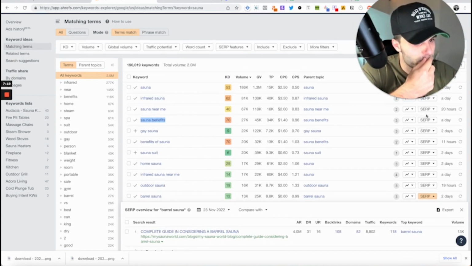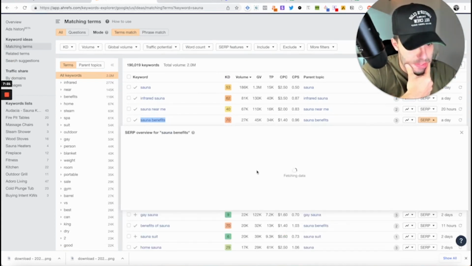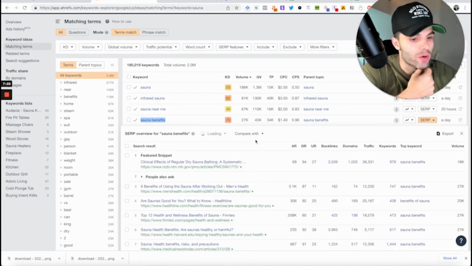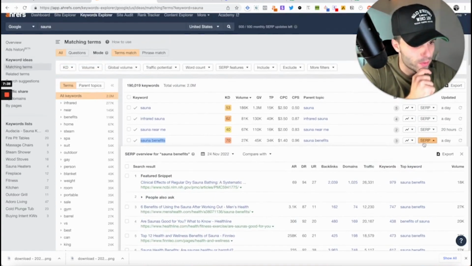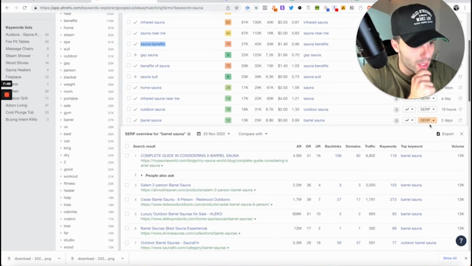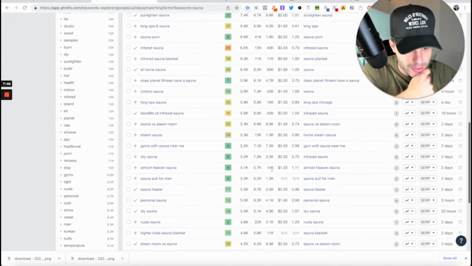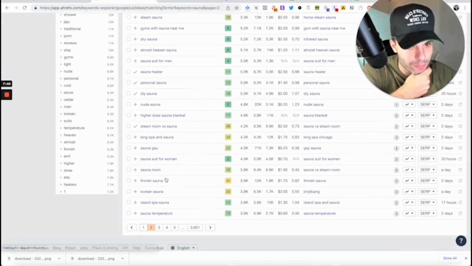And if you go to the SERP page, I'm imagining there's going to be all blogs ranking for this. So this looks like a blog. Harvard.edu, articles, blog, article. So it's not buying intent, but I bet if I find something like two-person sauna, it's going to be collection and category pages. Let's just find an example.